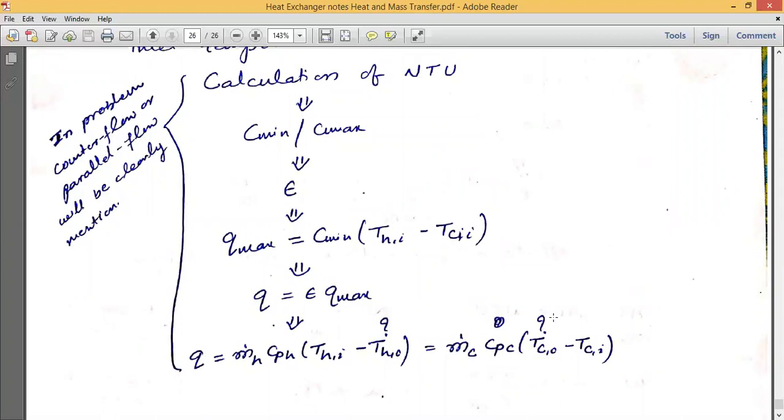So in this way, we have concluded our topic of the heat exchanger with respect to theory. In the next few lectures, we will practice numerical problems. Thank you very much. Thank you for listening.